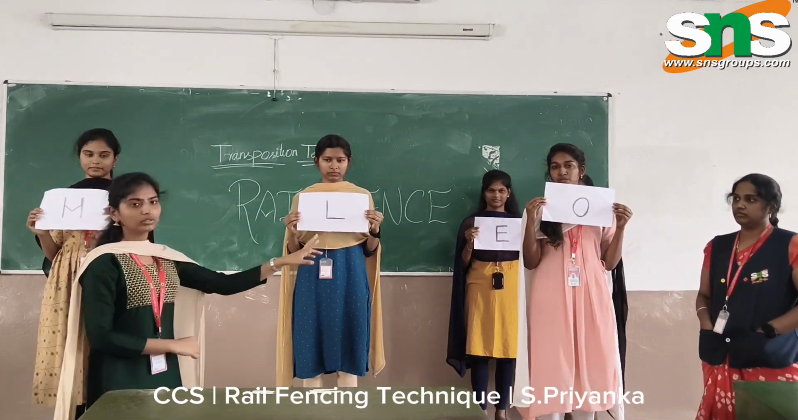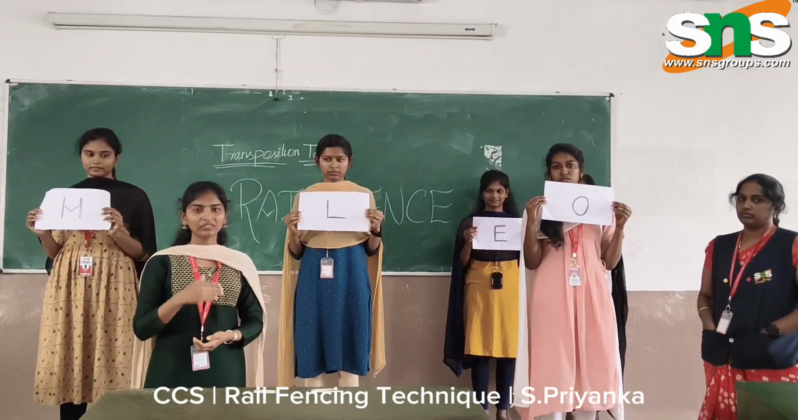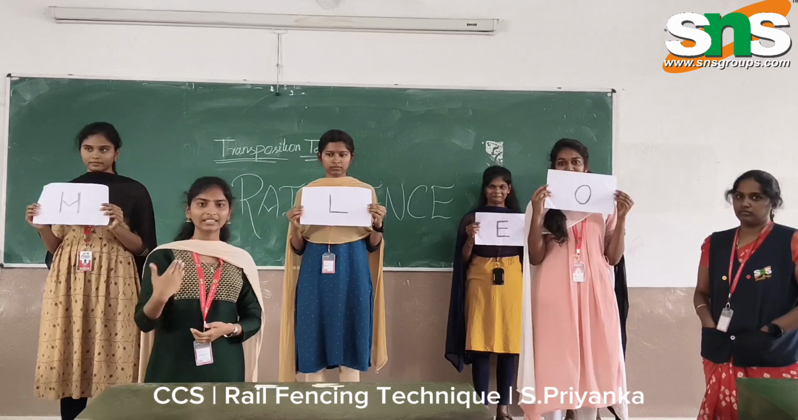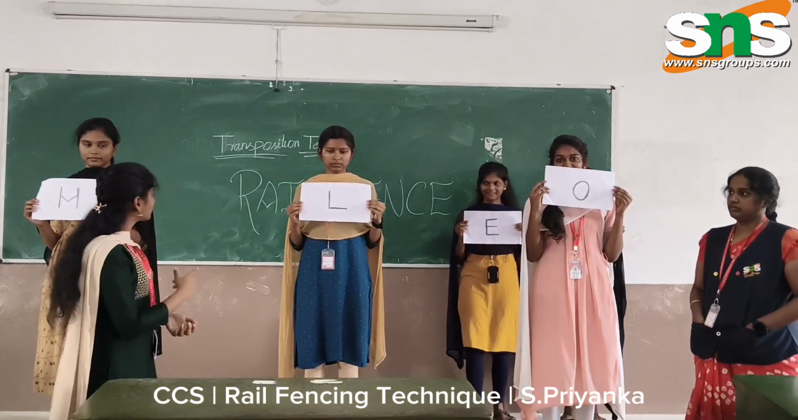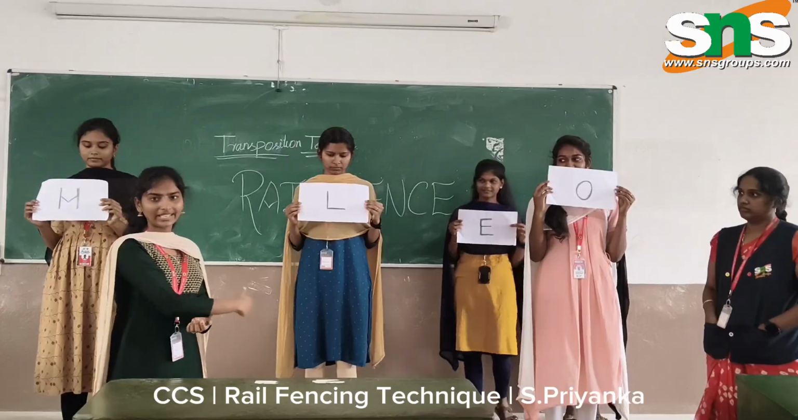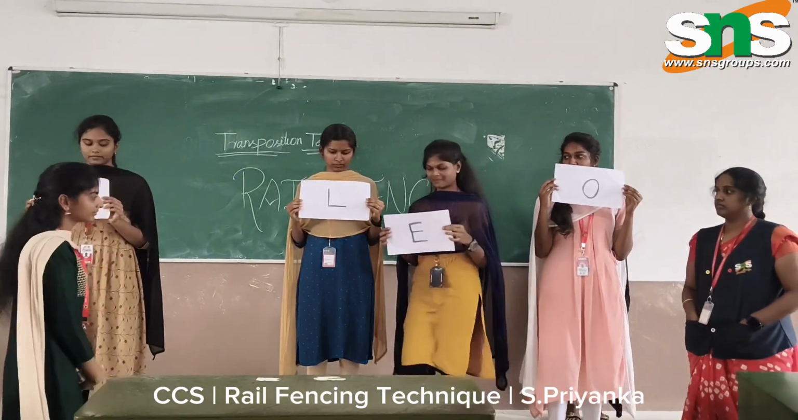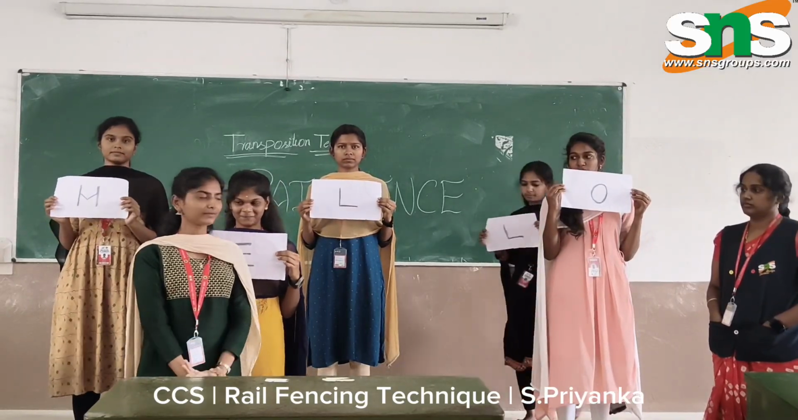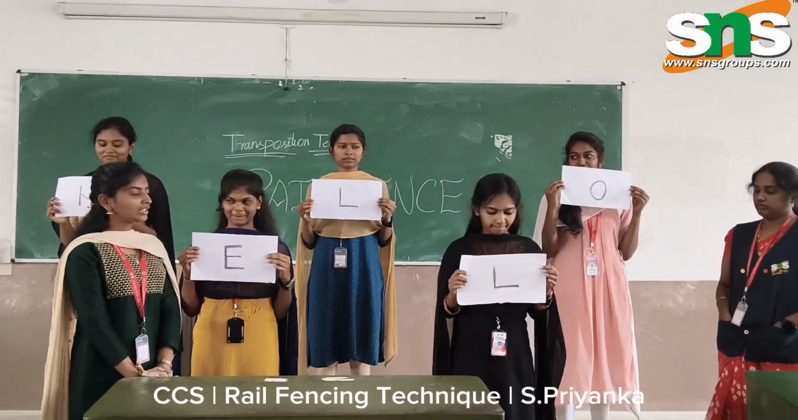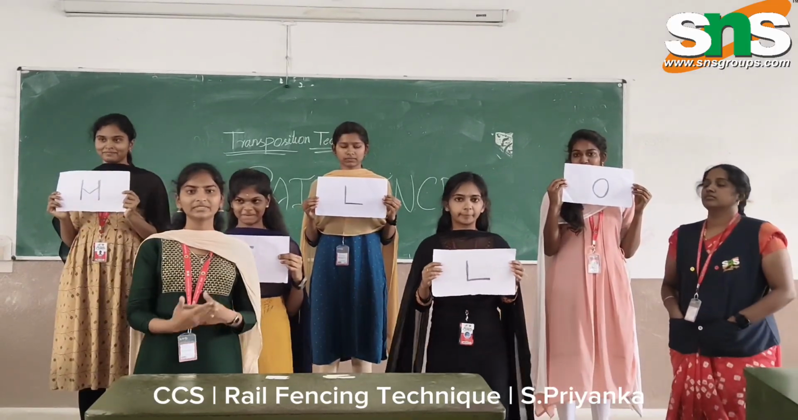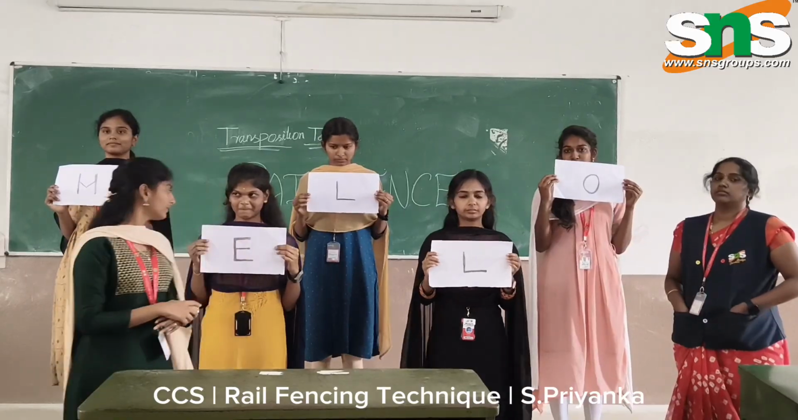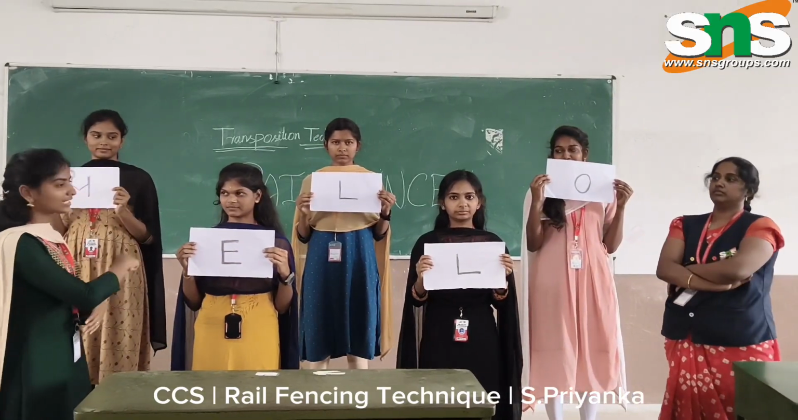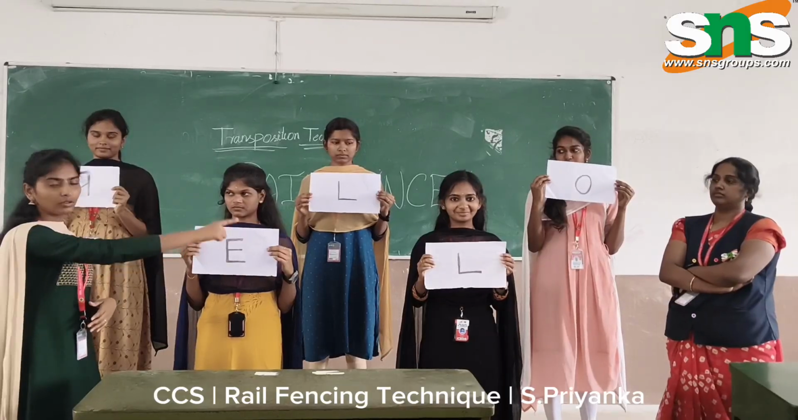H, L, O in rail 1, followed by rail 2 placed in another row. E is placed in the second rail, and after that the final L is placed in rail 2. So this is the decryption for the given ciphertext: H, E, L, L, O.